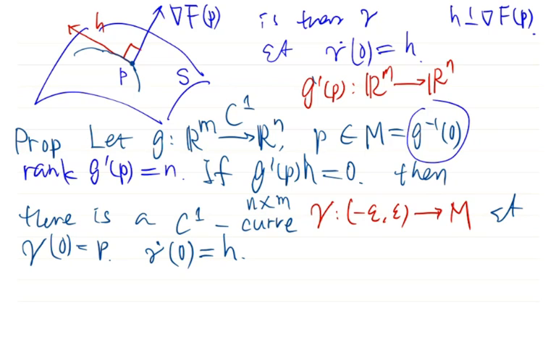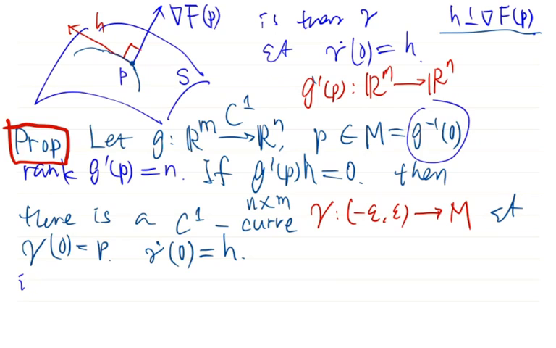So this proposition is what we want to prove now, very important and very useful. So why is this proposition a more general case of the previous problem about the H and the gradient of capital F? Let's see.